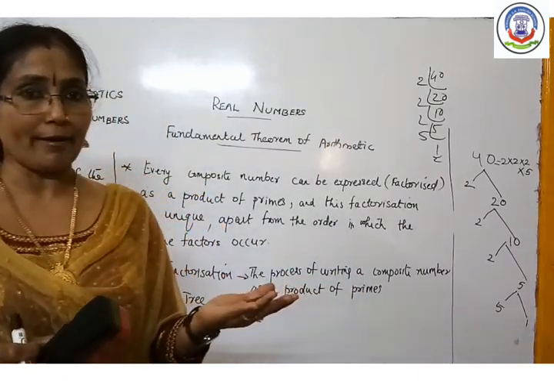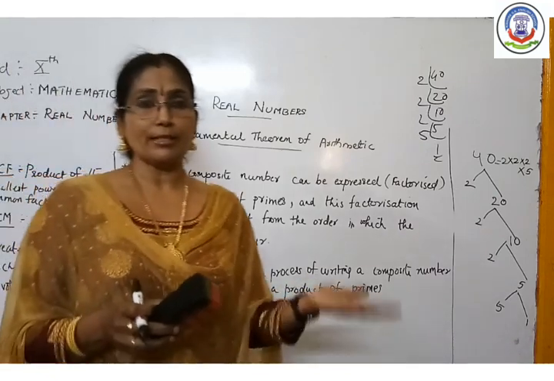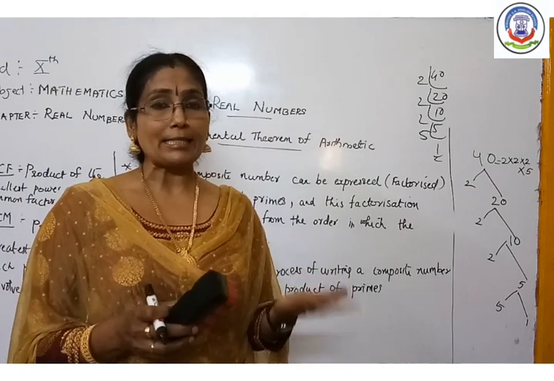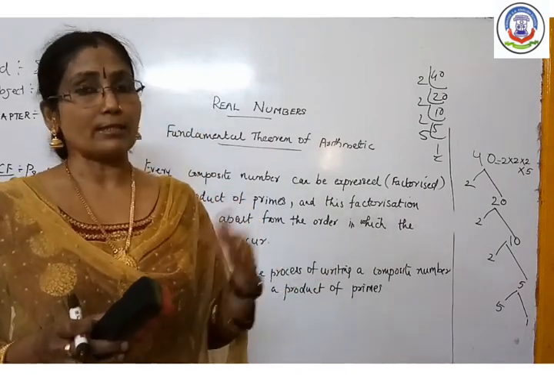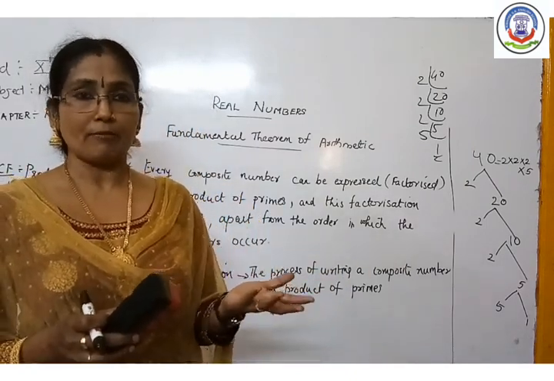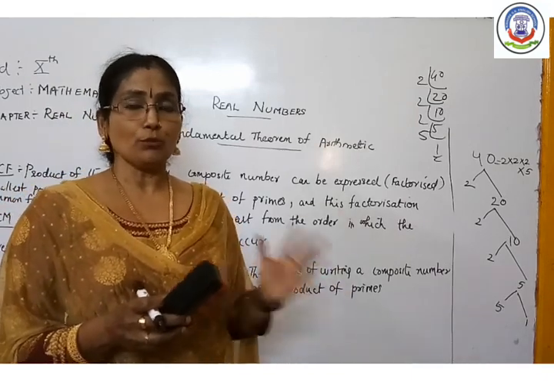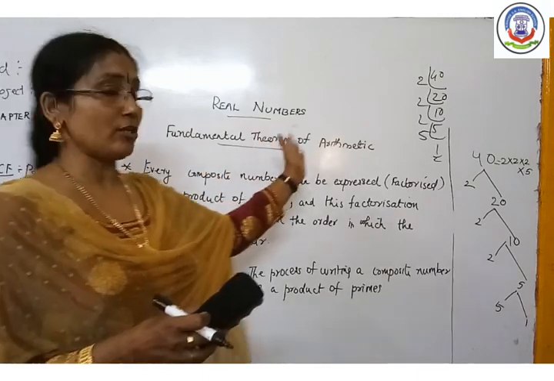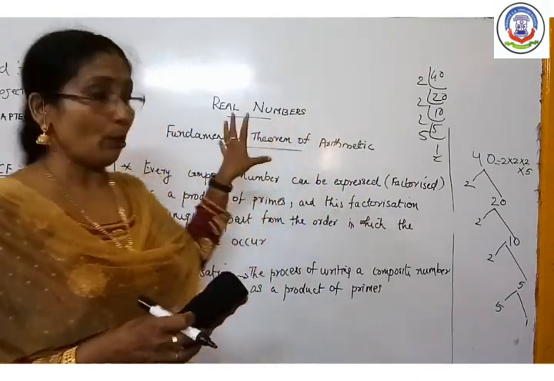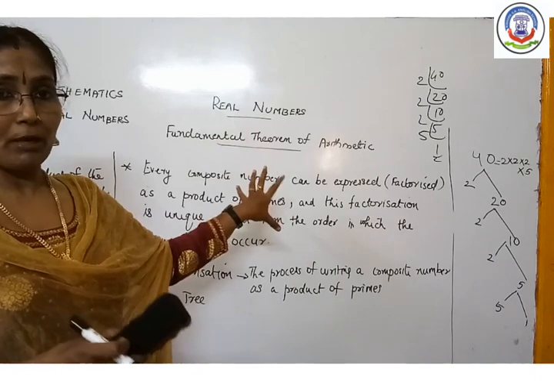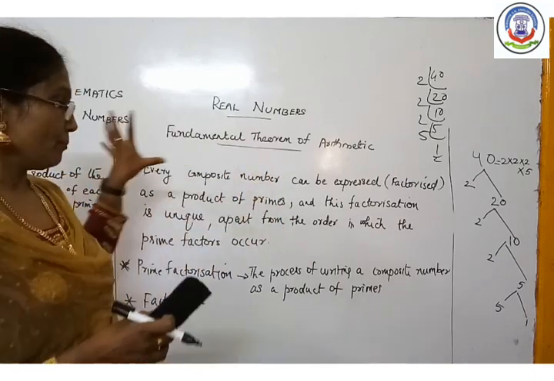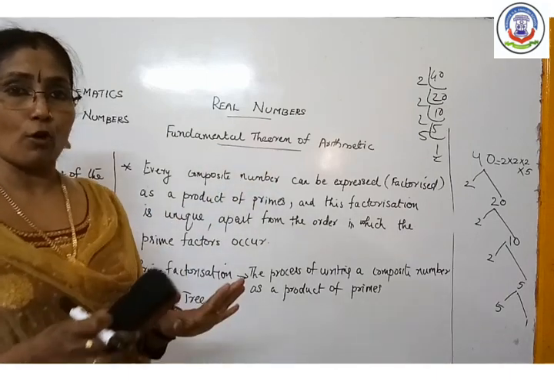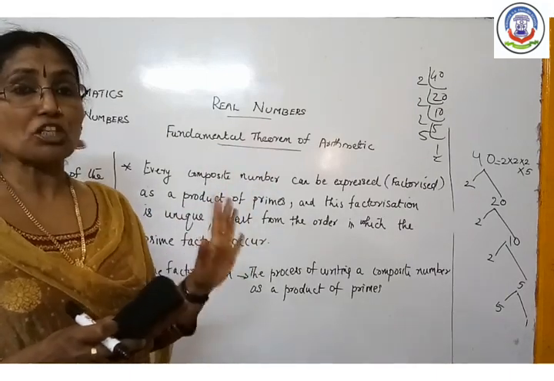HCF I already explained yesterday. What is HCF? HCF is the highest common factor. What is LCM? That also you know, the least common multiple of the numbers given. Let us see how to find the HCF and LCM by using the fundamental theorem of arithmetic. So now make clear what is meant by the fundamental theorem of arithmetic, what is meant by prime factorization, and how you can make a factor tree for each composite number.